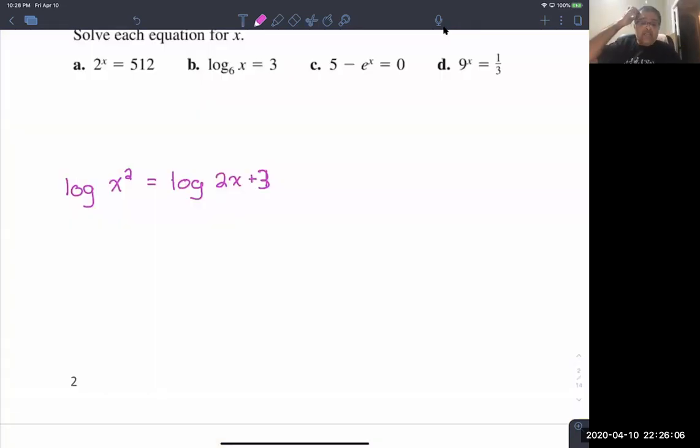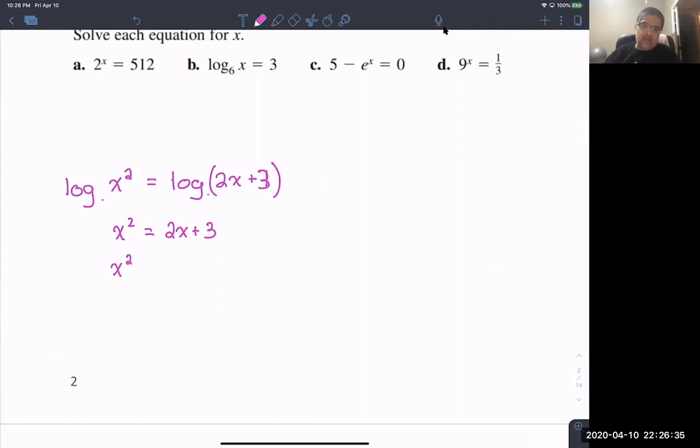Okay, so say, for example, we have a problem like this. Common log x squared equals common log 2x plus 3. Okay. Well, we use the one-to-one nature of common logs. So that means x squared is equal to 2x plus 3. Okay, and we can do this because the logs have the same base, and in this case, they both have base 10, common log. And this is a quadratic type problem.